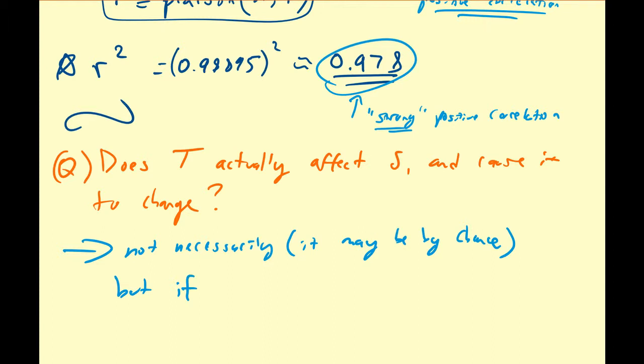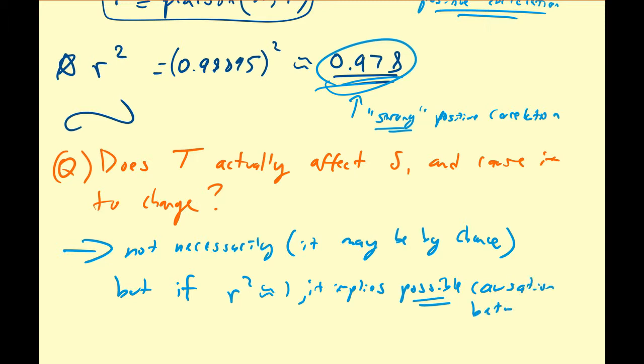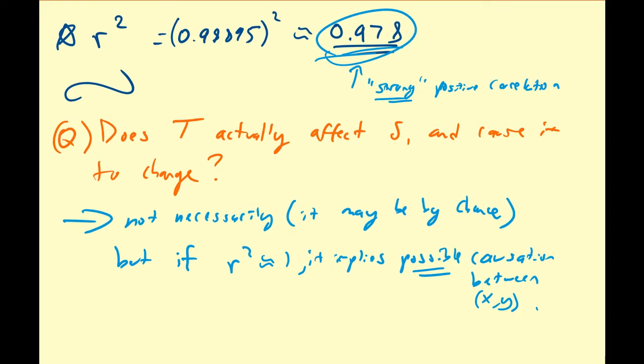But if R squared is approximately equal to 1, and 0.978 could be subjectively referred to as close to 1, then that implies possible causation between x and y. So this high, strong correlation between x and y can imply possible causational effects between x and y, but not necessarily that it actually causes one another to change.